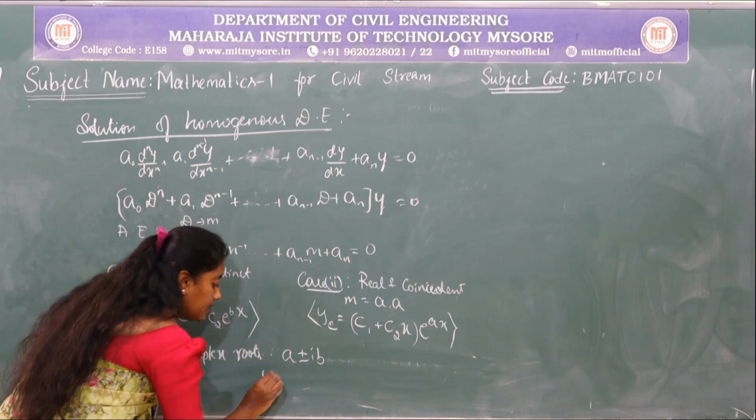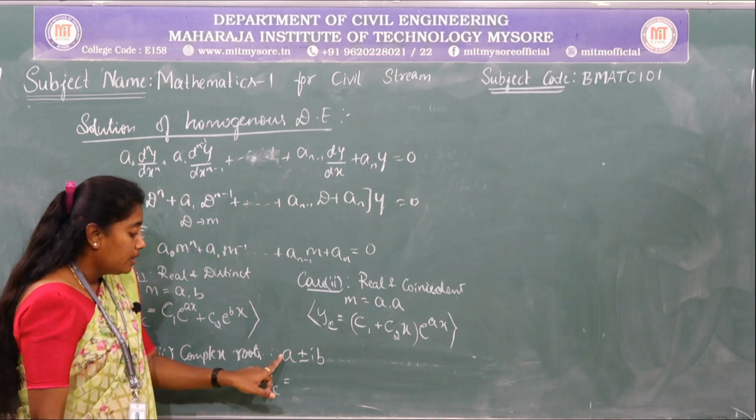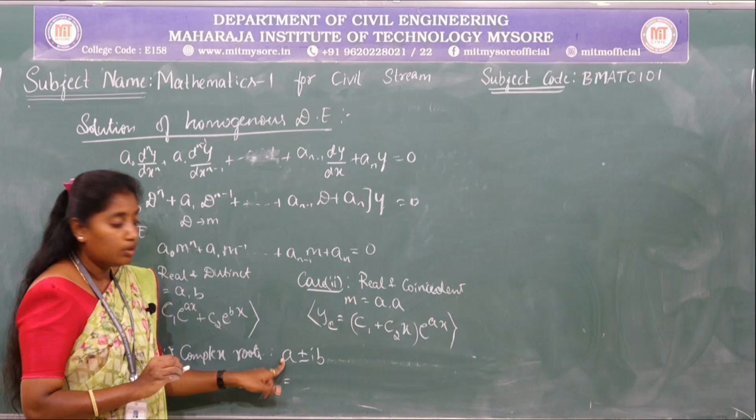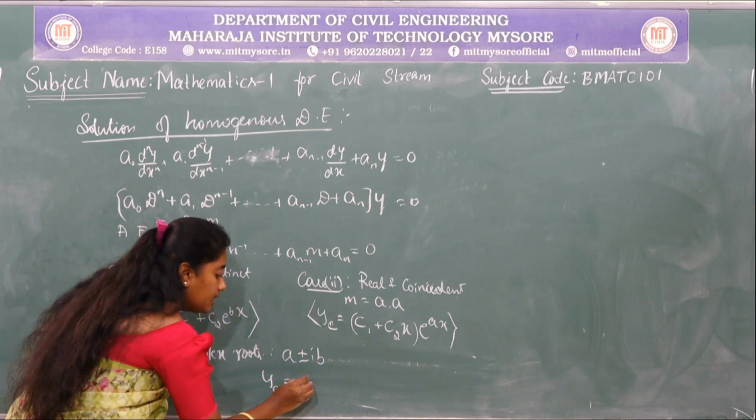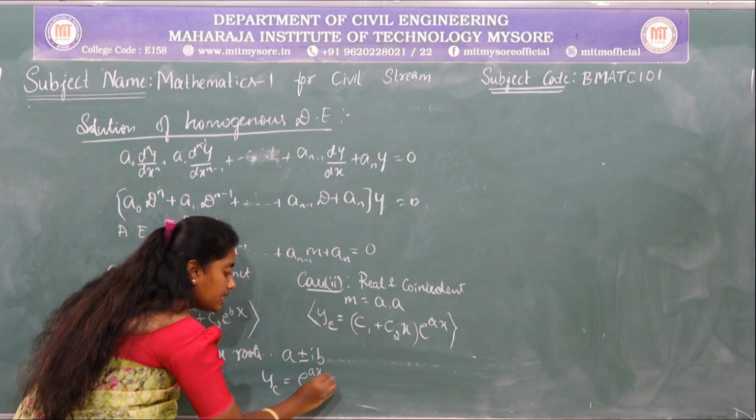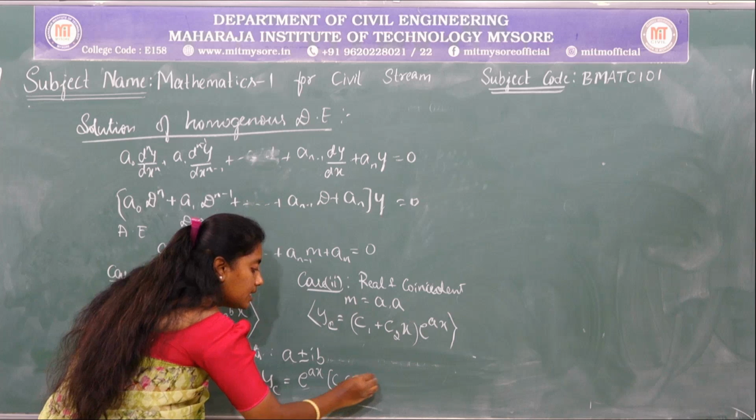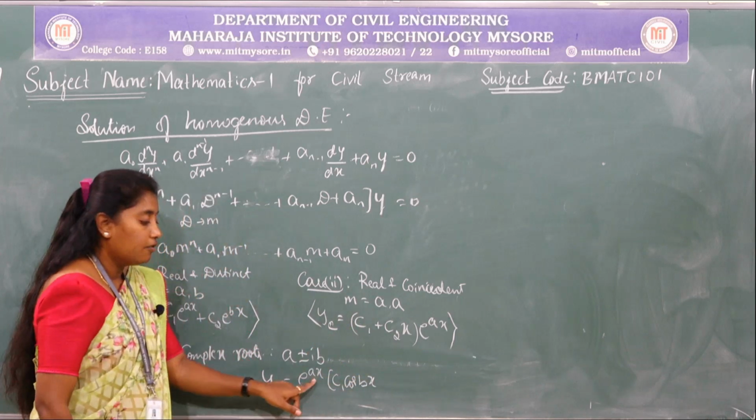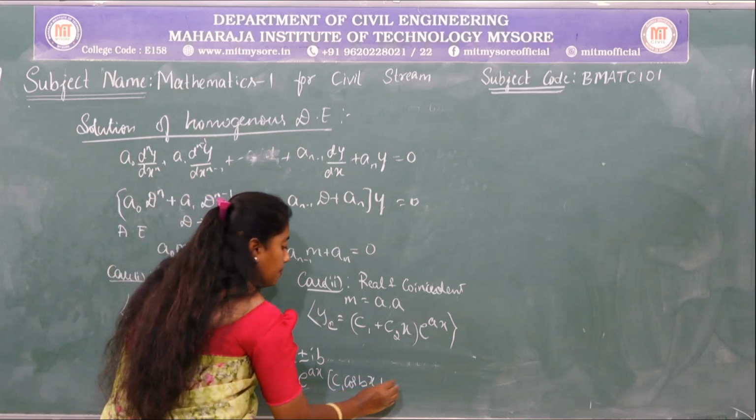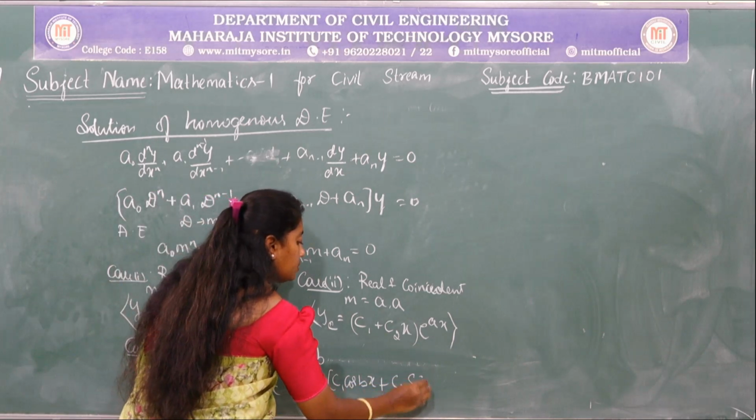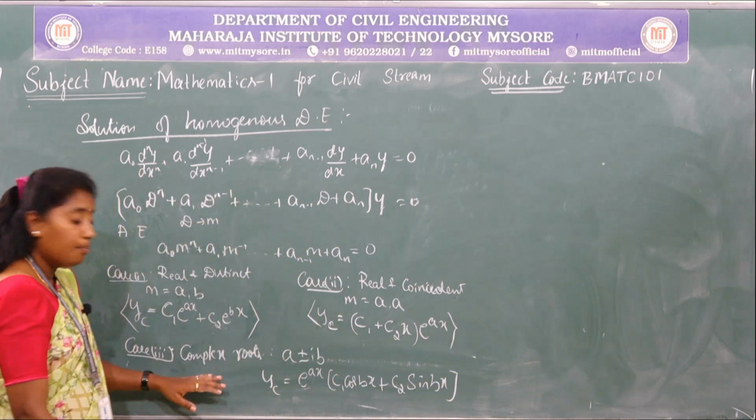While writing the yc value, a is the real part of the root, b is the imaginary part of the root. So there we get e to the power of ax, into c1 cos bx plus c2 into sin bx, is the solution for a complex root.